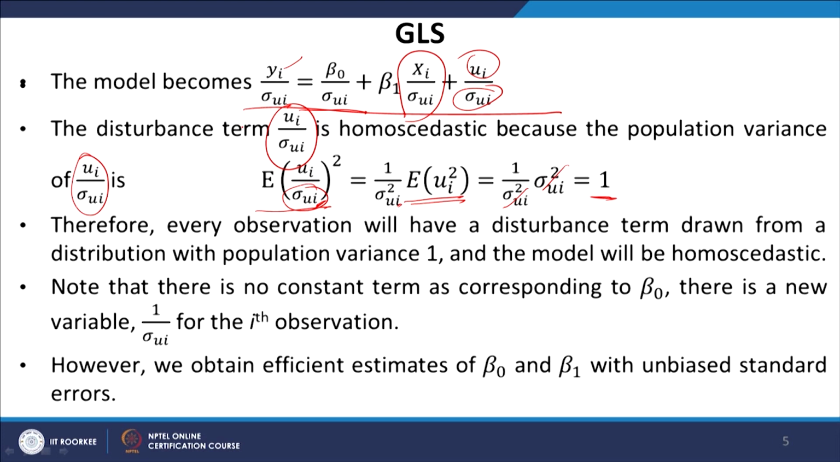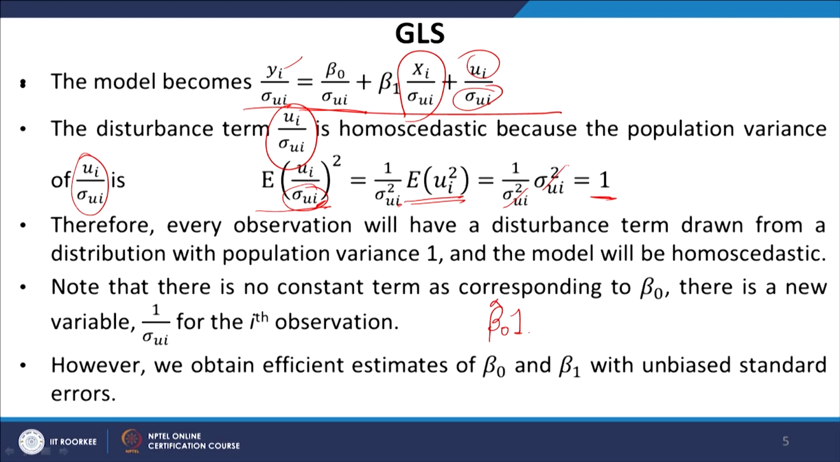Therefore, every observation will have a disturbance term drawn from a distribution with population variance 1, and the model will be homoscedastic. Note that there is no constant term corresponding to beta naught. There is a new variable, which is 1 upon sigma_ui for the ith observation. So far, for all the observations we had one constant term, that was 1, and corresponding to that constant term our parameter was beta naught and the estimated parameter was beta naught hat.